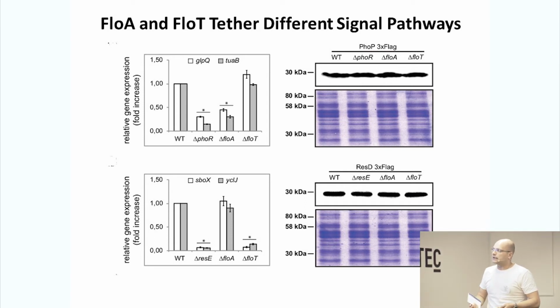So it looks like the absence of the Flotillins affects some of the genes that control the kinases, which is expectable because we know that in the absence of the Flotillins, the kinases are not oligomerizing at least as efficiently as they should in the presence of Flotillin.